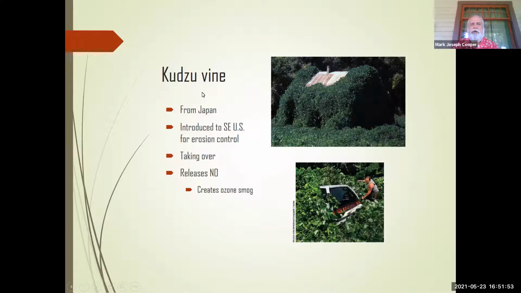All right, so just to give you one example that your book gives is the kudzu vine from Japan, introduced in the Southeast US for erosion control, and it's taken over the world. Yeah, you can see it. Just this is a building. Here's a car. It releases nitrogen oxide, which creates ozone smoke, so that's increasing in the Southeast. This is just nasty stuff. And it doesn't do a great job of erosion control.